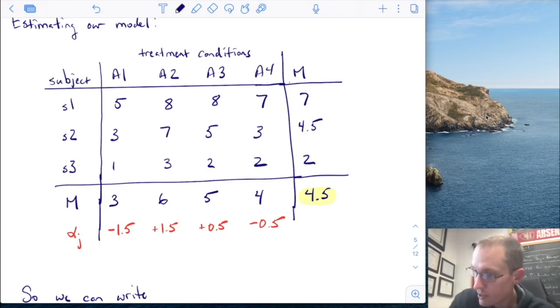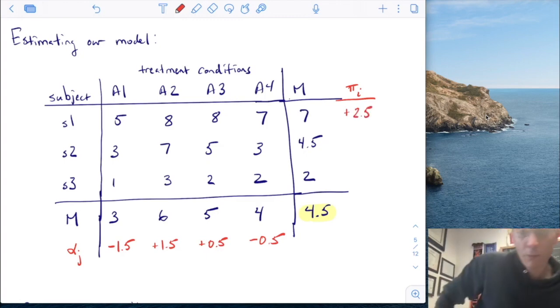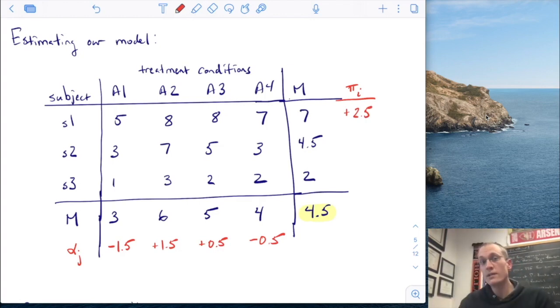Now what do we do with these? Well, we want to estimate the subject effects. So what do we have to change this by to get from the grand mean down to the subject mean? Just like before, we'll write pi i here for our estimate of the subject level effects. And just like before, we'll take the subject level mean right here, and then we'll subtract the grand mean. So this will be a plus 2.5 when we take 7 minus 4.5. What that means is to get subject 1's mean, you have to start with the grand mean and then add 2.5 to get that right there.